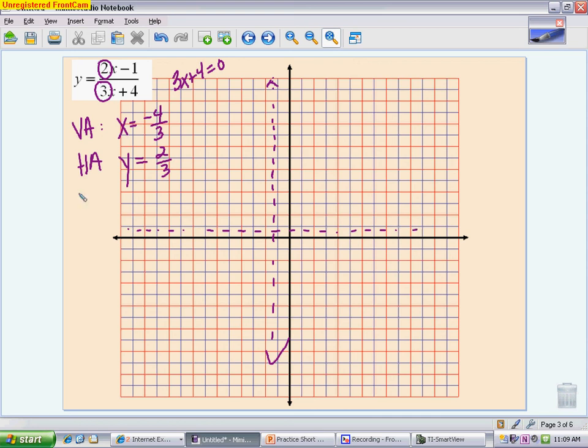Because this is just a hyperbola, my domain is still just all real numbers except x can't be negative 4/3, because that's where the vertical asymptote is. And my range is all real numbers except y can't be 2/3.